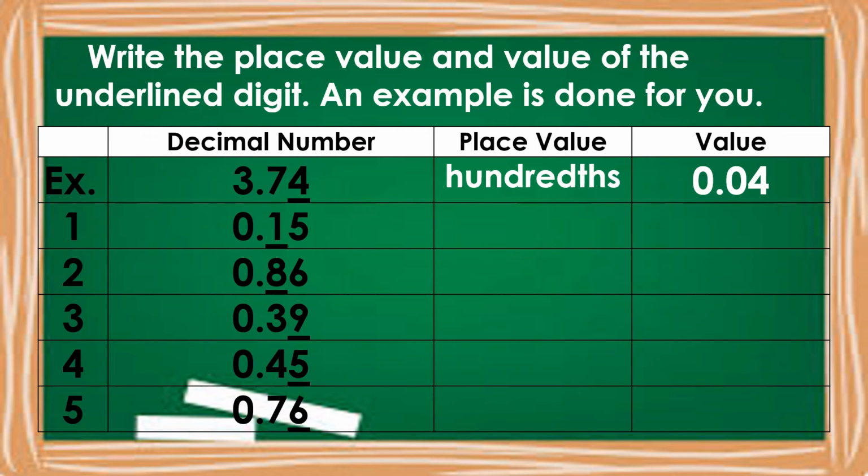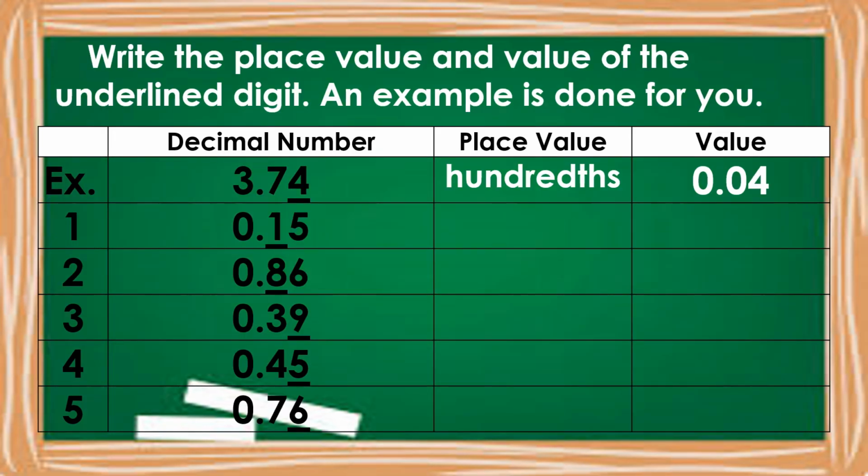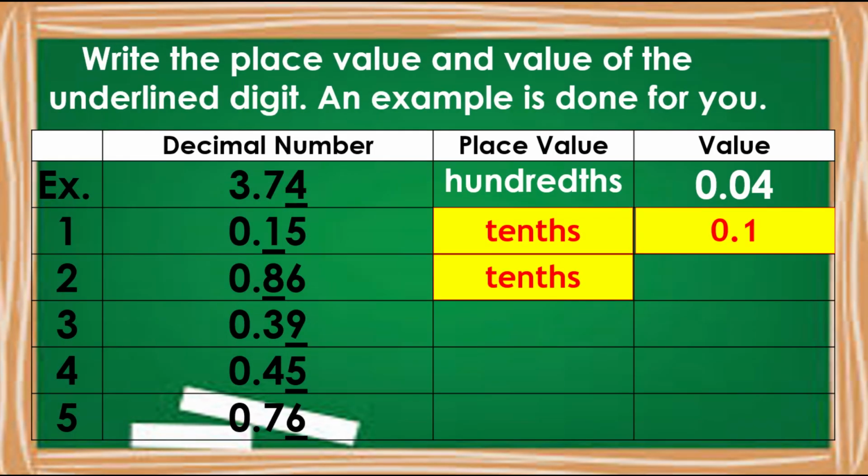The answer for number 1, 15 hundredths. The underlined number is 1. Its place value is tenths and the value is 1/10. For number 2, we have 86 hundredths. The underlined digit is 8. Its place value is tenths and the value is 8 tenths.